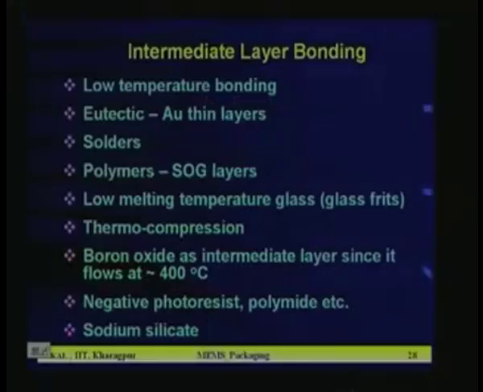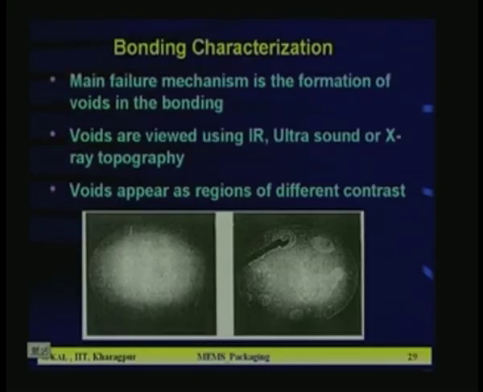Boron oxide as an intermediate layer, since it flows at 400 degree C. Some people are using boron oxide because at 400 degree C boron oxide is soft and it flows, and then it helps bonding the two wafers. Negative photoresist polymers are also used. Sodium silicate is another material which is used for bonding.